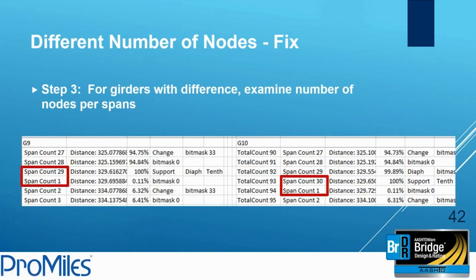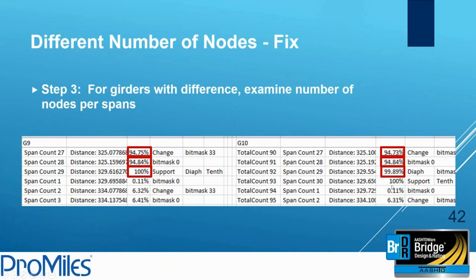So we'll quickly go over a scenario where we will examine why we have a difference in the number of nodes. On the left hand side we have a span count of 29 nodes. On the right hand side we have a span count of 30 nodes. Between left and right, the nodes are all approximately the same percentage, and then again approximately the same percentage, and then on the left hand side we have a node at 100%, but on the right hand side we have a node at 99.89%.